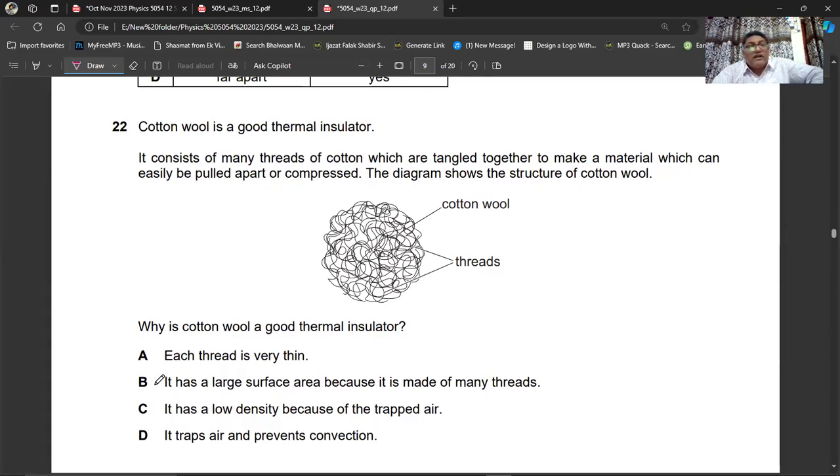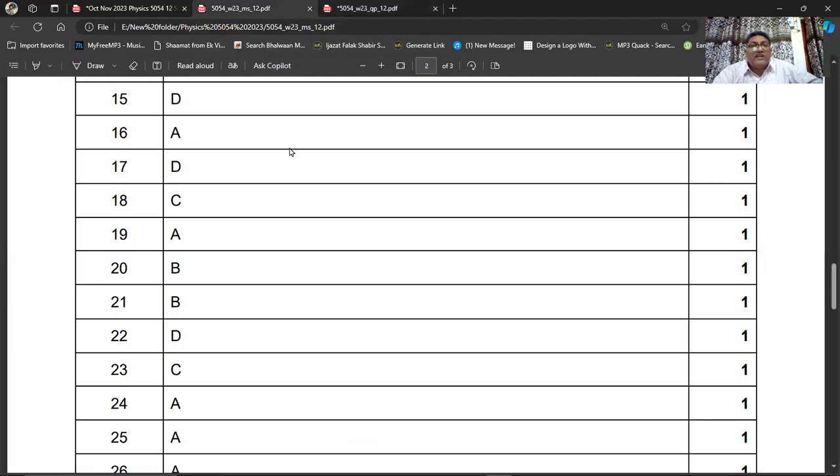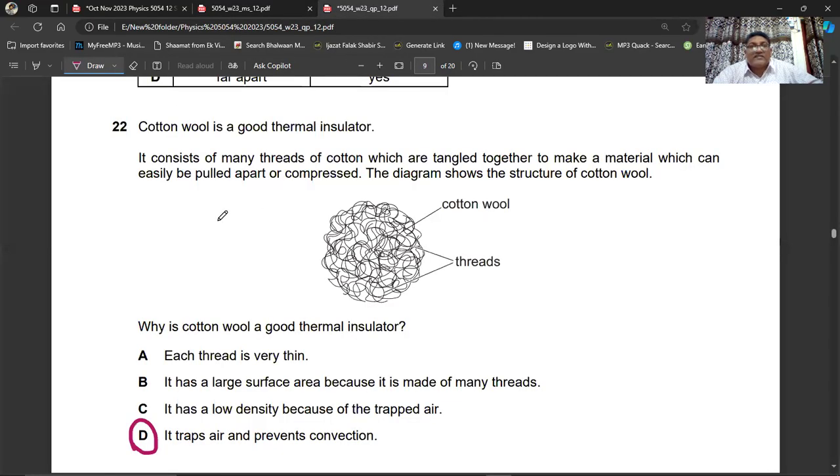No, each thread is very thin. No, it has a large surface area because it is made of many threads. No, it has a low density because of the trapped air. It traps air and prevents convection. I think this can be the answer. Why is cotton wool a good thermal insulator? The reason is trapped air and it prevents convection. So I think D is the choice. Question number 22, D is the choice.